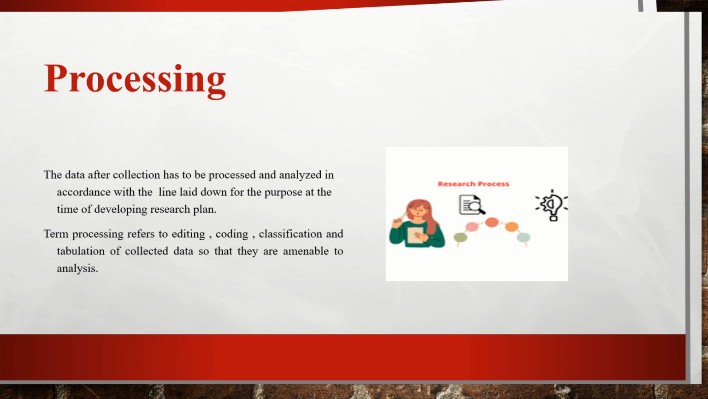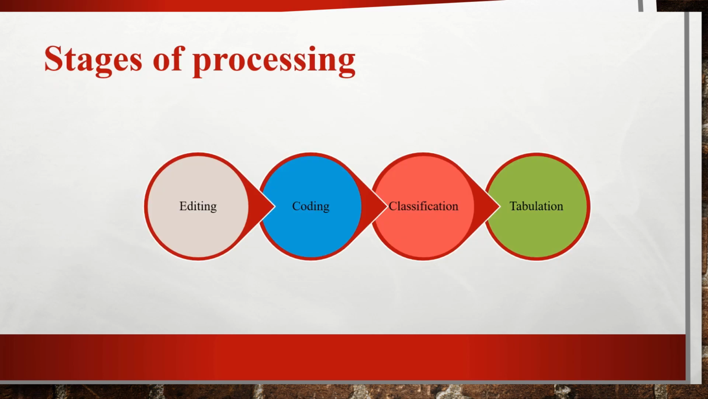That is, the data after collection has to be processed and analyzed in accordance with the line laid down for the purpose at the time of developing the research plan. So processing is very important to make conclusions or to find the result of our objectives. The term processing refers to editing, coding, classification and tabulation of collected data so that they are amenable to analysis. So we can discuss the important steps in processing.